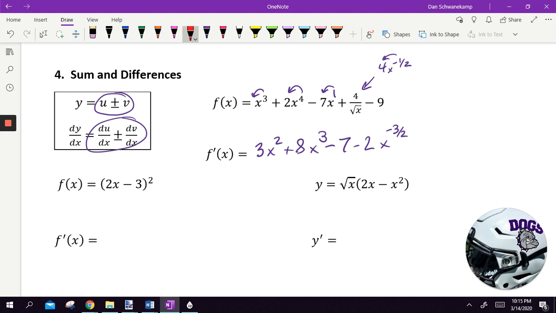And then what's the derivative of negative 9? Nothing, because it's a constant. The derivative of a constant is nothing. Boom, there's my answer.